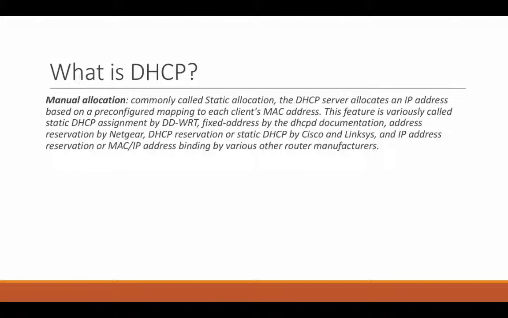Then you have manual allocation. Commonly called static allocation or a static IP address, the DHCP server allocates an IP address based on a pre-configured mapping to each client's MAC address. This feature is variously called static DHCP assignment by DD-WRT, fixed address by the DHCPD documentation, and address reservation by Netgear, a DHCP reservation or static DHCP by Cisco and Linksys, and IP address reservation or MAC-IP address binding by various other router manufacturers.